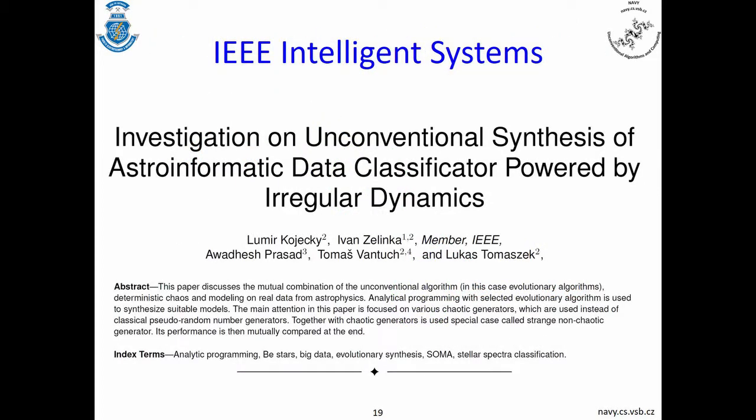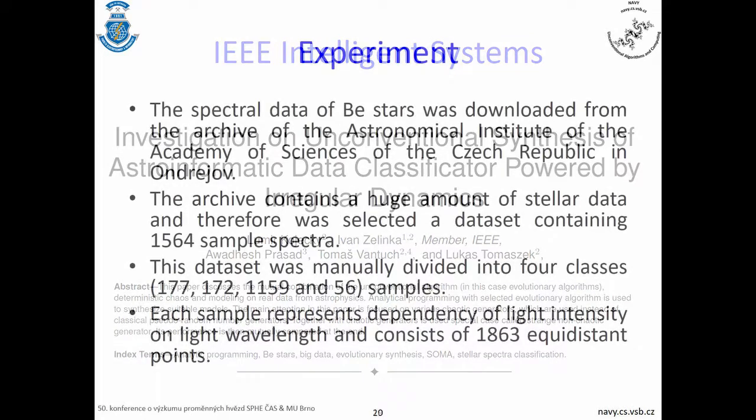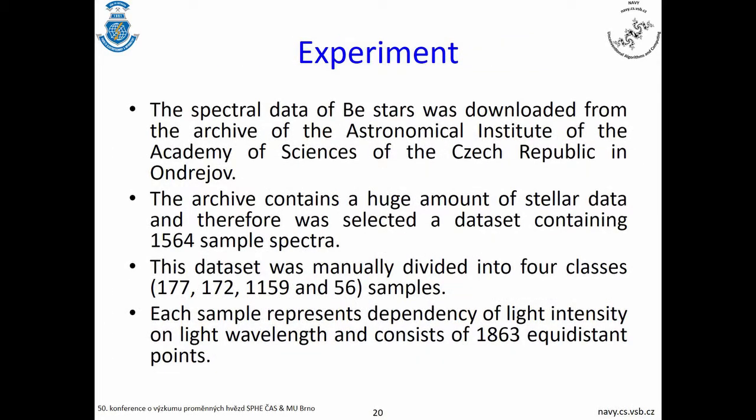And we used those ideas on astrophysical data. Again, sorry, I'm not an astrophysicist. I can just tell how we got the information from our colleagues. Those data were taken from the Ondřejov Astronomical Institute, from our friends. They contain about 1,500 sample data, and those data sets were artificially, manually divided into so many samples and classes.